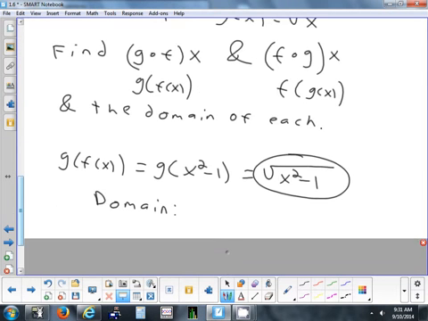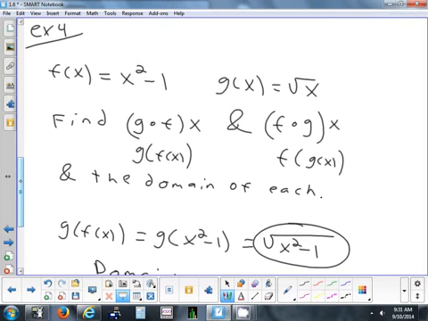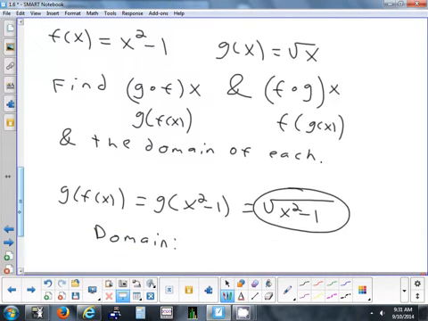Okay, now to get the domain. What's step 1? To find the domain, first I have to go back and look at what function? Yep, the inside function. Go back and look at the restrictions on f of x. F of x was x squared minus 1. Are there any restrictions on x squared minus 1? Orlando? No, that's a parabola, that's a polynomial. The domain is all real numbers. So there is no restriction from the first part.